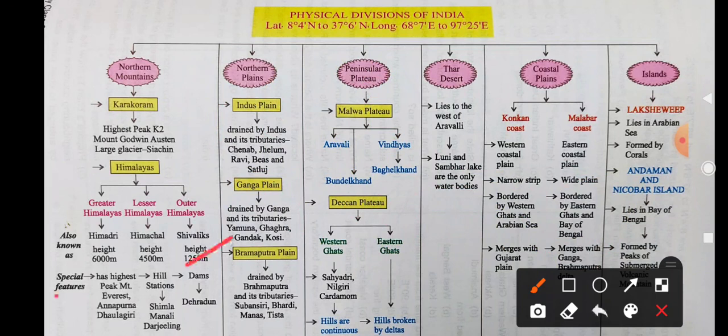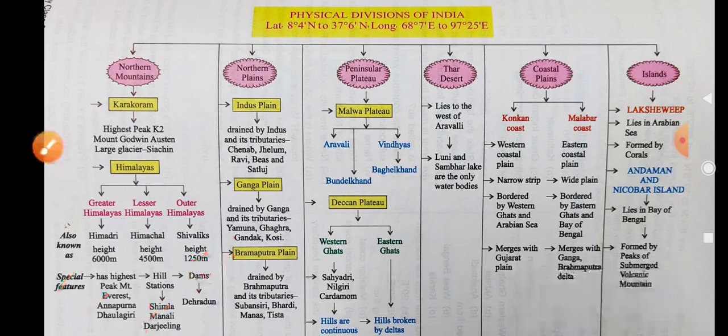They also have special characteristics. It has the peak Mount Everest, and hill stations like Shimla, Manali, and Darjeeling. In the Outer Himalaya there are what are called dunes, just like Dehradun. It is not dams, it is written wrong in the book. It is the dunes.